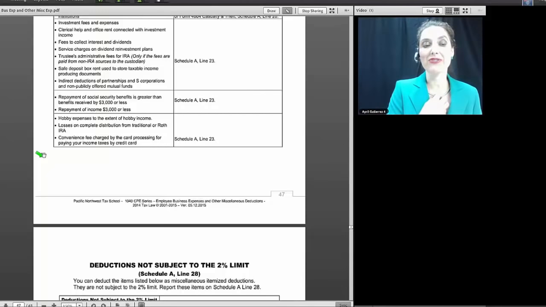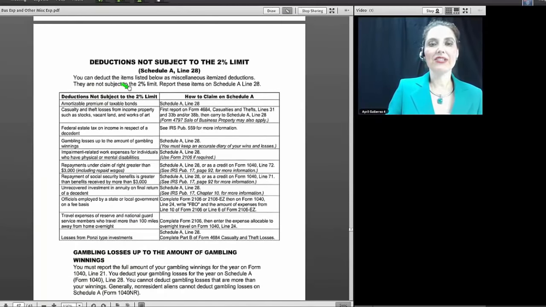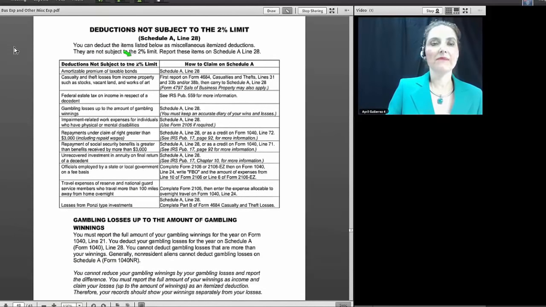You have to pay it yourself, and the IRS says you can deduct that processing fee on line 23 of your tax return. So let's talk now about deductions that are not subject to the 2% limit. You can deduct the items listed below as miscellaneous itemized deductions. They are not subject to the 2% limit, and report these on line 28 of Schedule A.